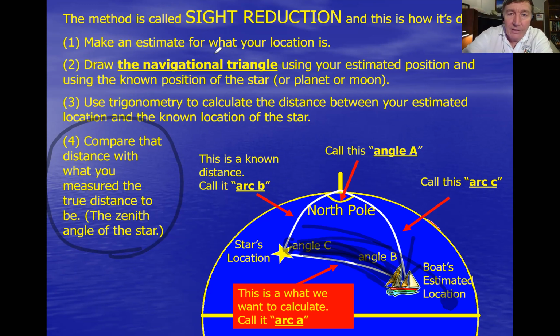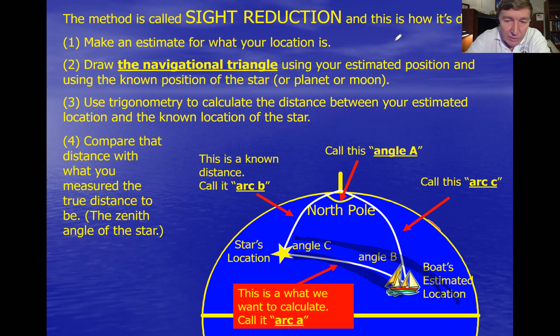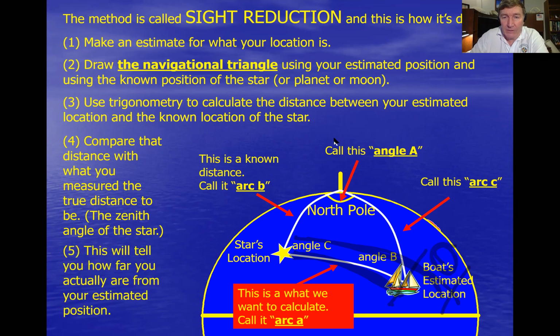We have what the distance would be if our estimated position was correct. And then using the sextant, we can calculate what the distance really truly is. And we can see whether we are closer to the star than we thought we were or further from the star than we thought we were. And we also know exactly how much closer or exactly how much farther. And then from that, we can draw our position. So that's where all this comes from.